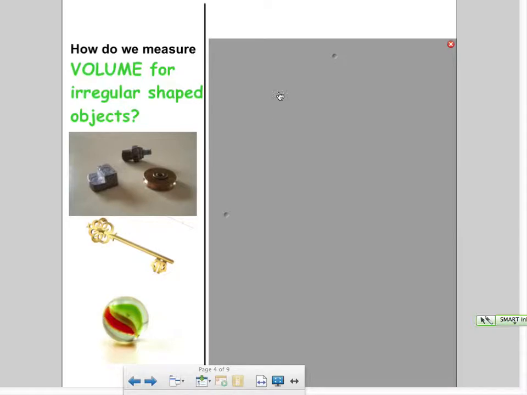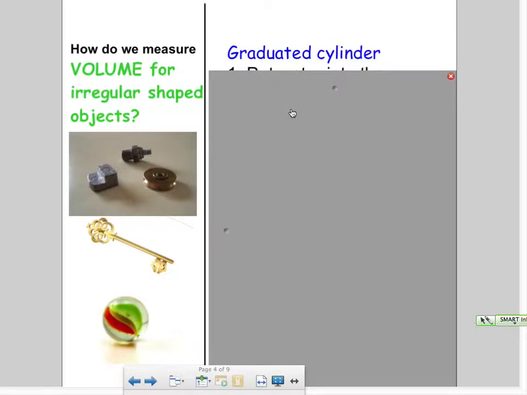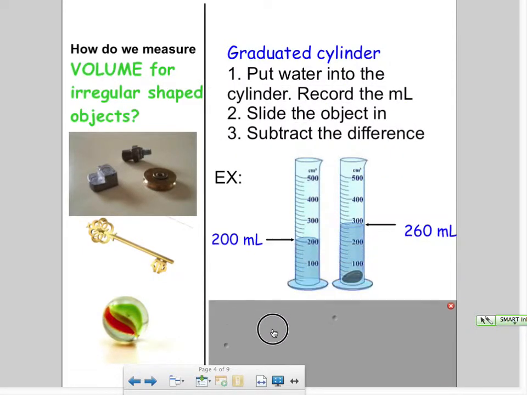So there's a different way to find it. Instead of using a ruler, we use a graduated cylinder. And I'm just going to show the rest of these notes, and there is a picture below, so don't be alarmed, I'm going to explain it. So when you're using a graduated cylinder to find the volume of an irregular shaped object, all you have to do is put water into the cylinder.